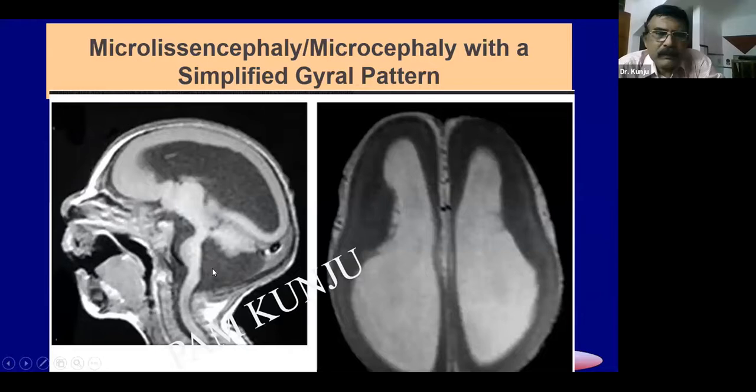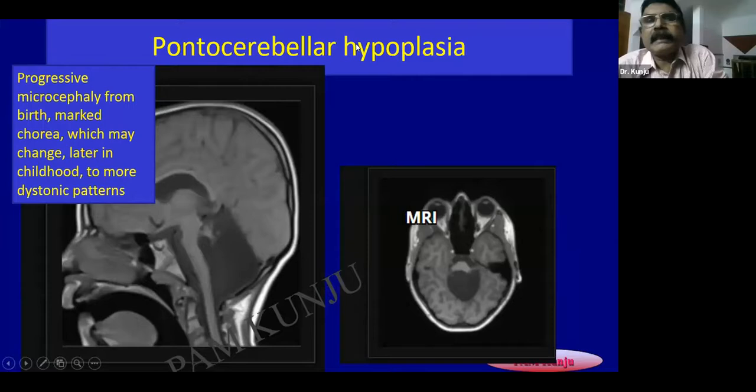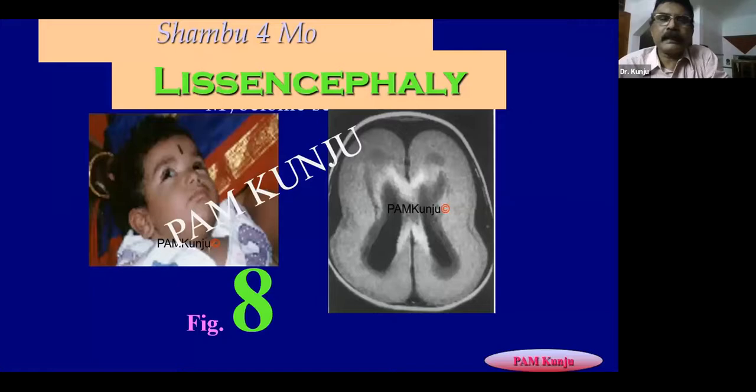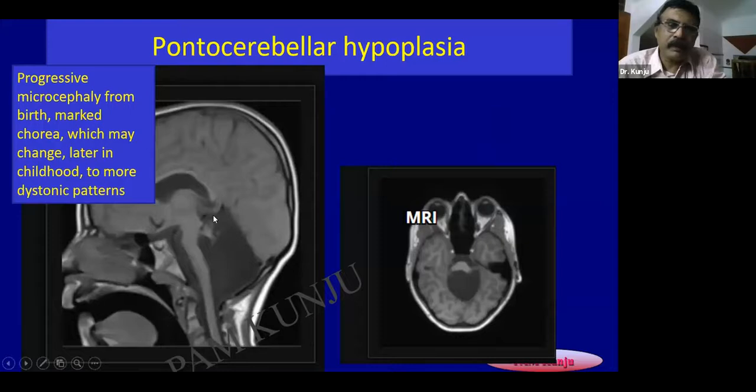Actually, in addition to that, there are certain other findings also, because I'll bring it as a separate entity later. That is this one. So this is another very, very characteristic entity to be remembered. So here we have understood the cortical gyrational abnormalities or migrational abnormalities. And now we can see that abnormalities of the pons or the brainstem and the cerebellum also can present with microcephaly. Just like the opposite thing, this is not Dandy-Walker syndrome. This is a different syndrome, that is pontocerebellar hypoplasia.